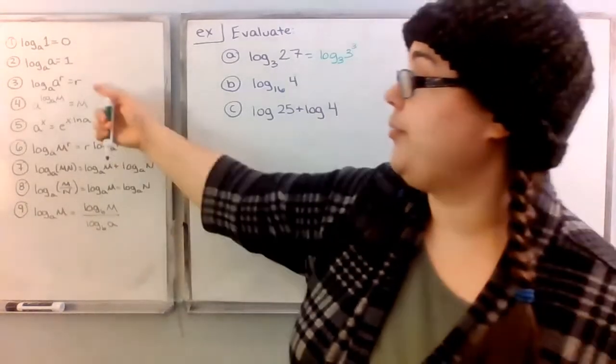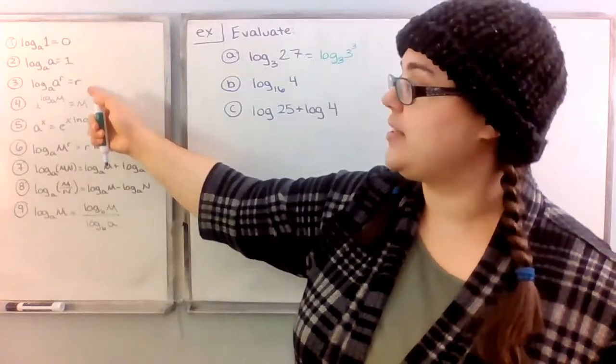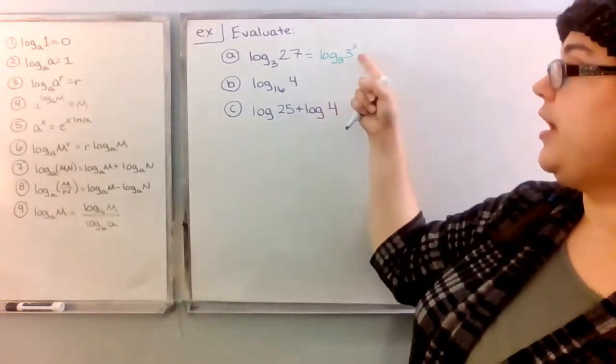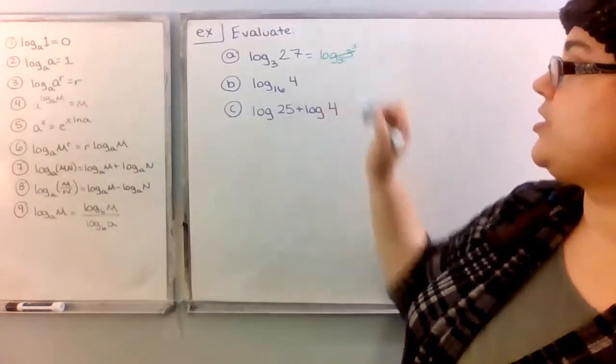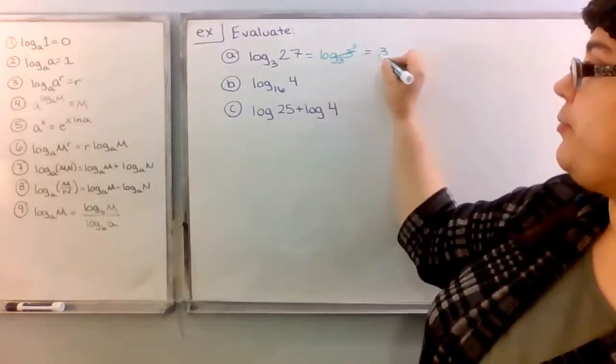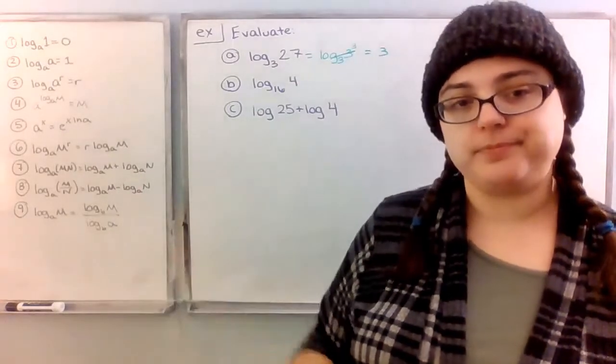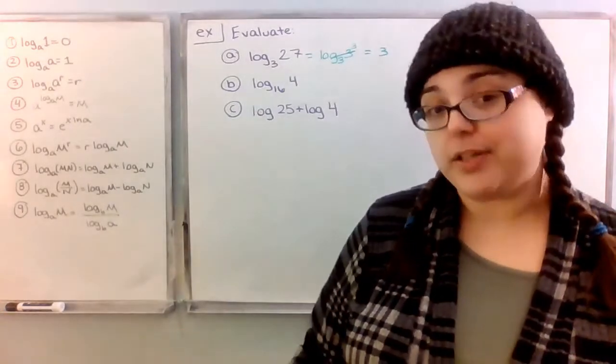Now we can apply property 3 over here that says the logarithm is going to undo the base. So log base 3 and base of 3 undo each other, and we get the exponent back. So log base 3 of 27 is just 3. For part B, we're going to do a similar thing.